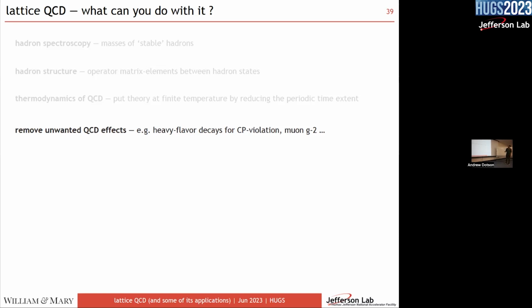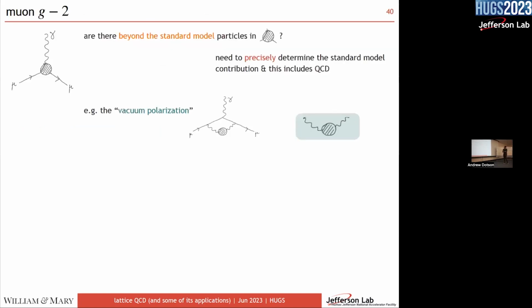What about this business of removing unwanted QCD effects? So I want to illustrate this with muon g minus 2, because this is an incredibly fashionable topic. So you probably heard about this. This is really a high energy physics thing rather than a nuclear physics thing.